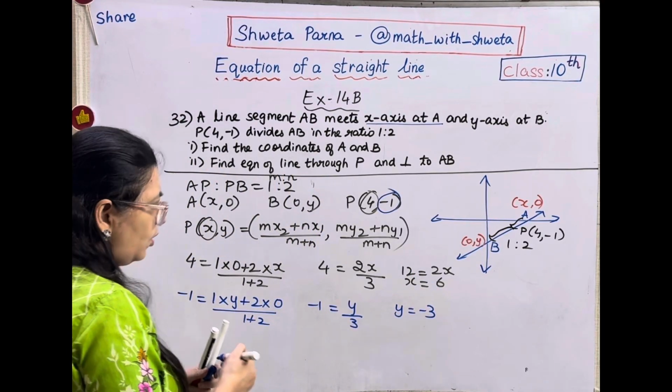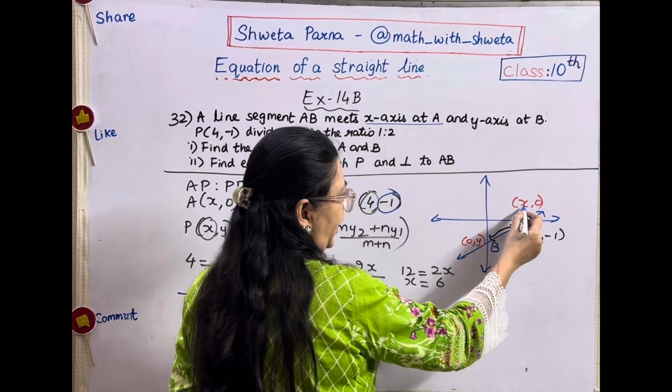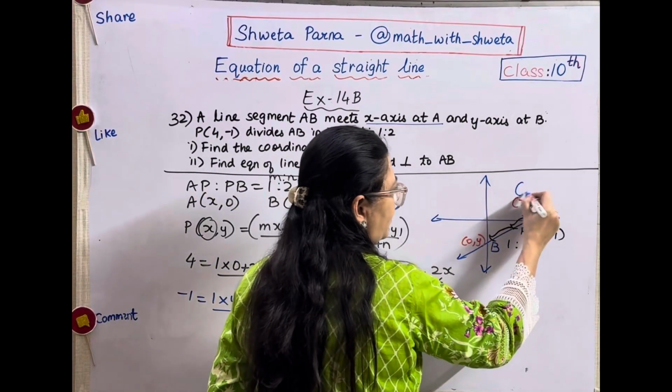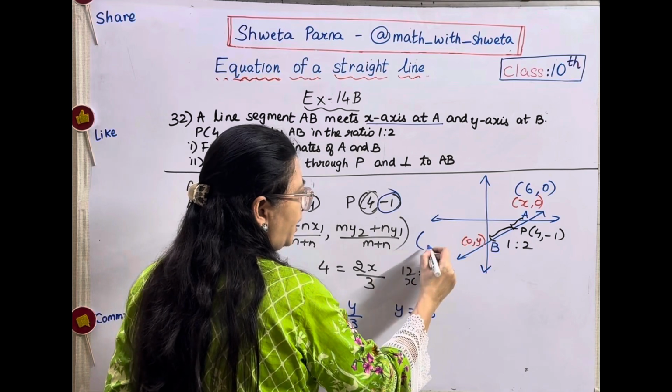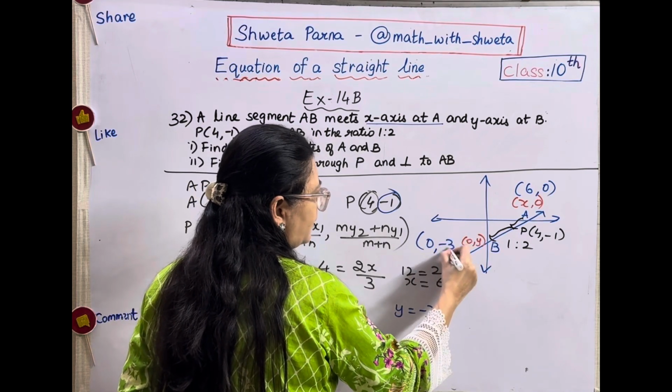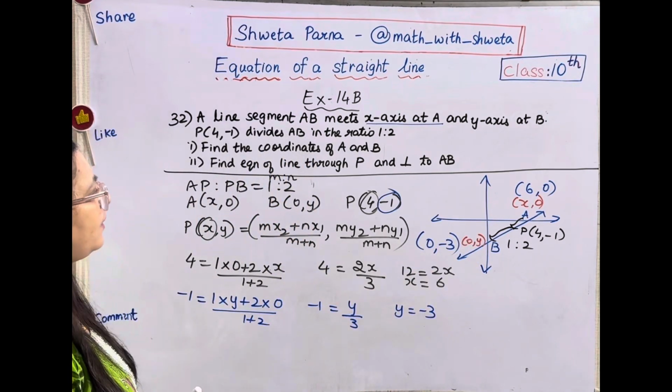Correct? Now what are the coordinates for A? A is x, 0, and x is 6. So it is 6, 0. What about B? B would be 0 and minus 3. Yes, this part is clear.